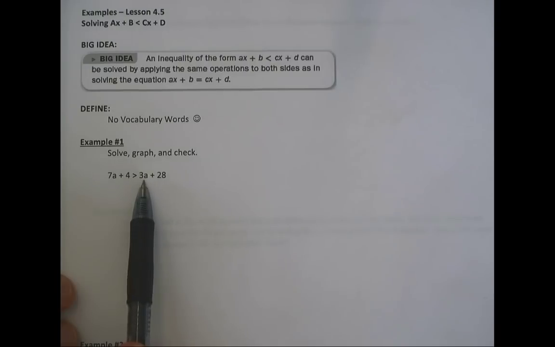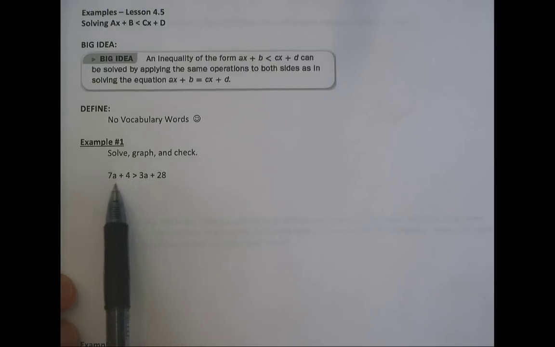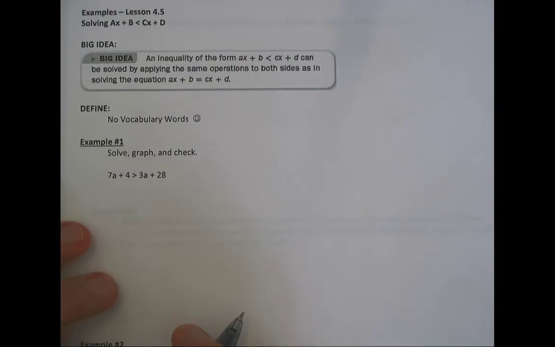So in this case, the 3, you're going to minus it away. It's going to create a positive, and then you're never going to have to divide by a negative, and you're never going to have to flip your greater than sign. And then it's pretty much just like working with an equation.